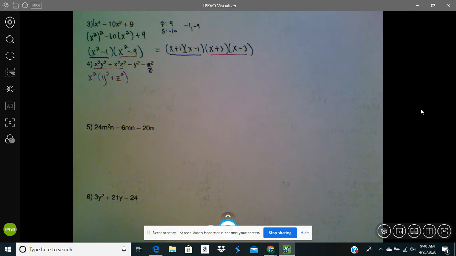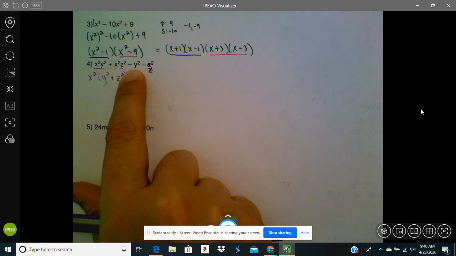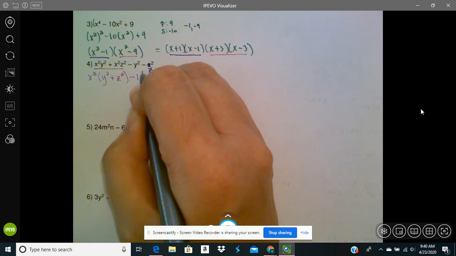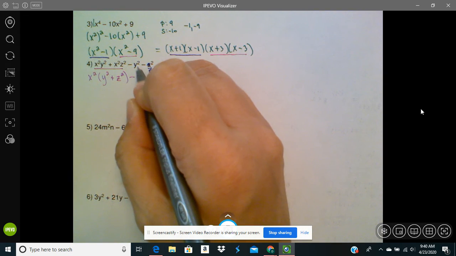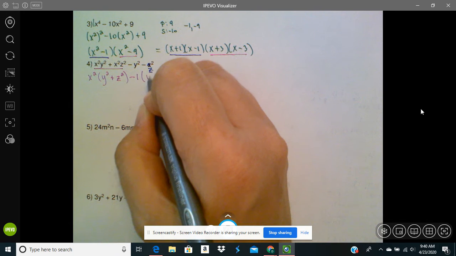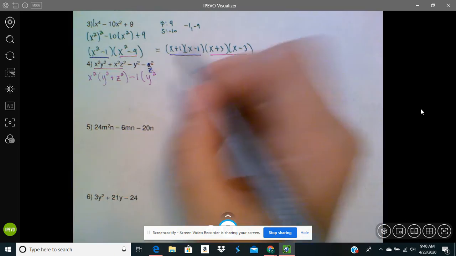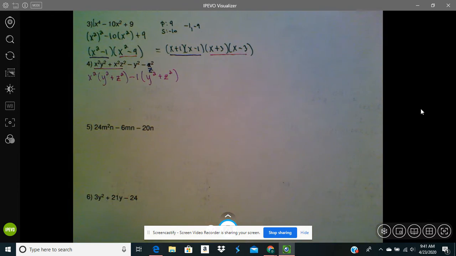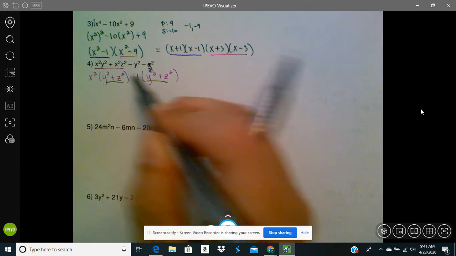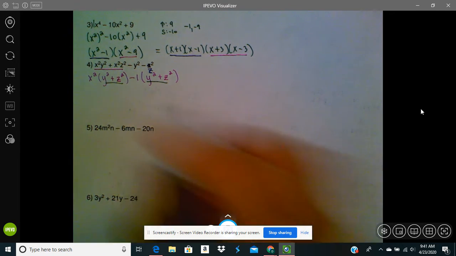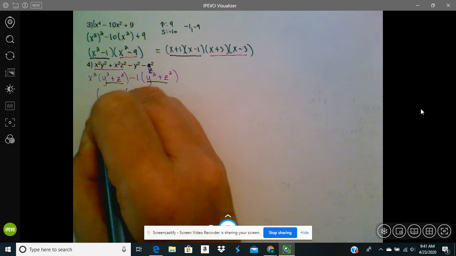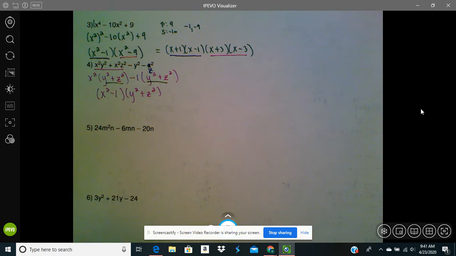Okay, what's the greatest common factor of negative y squared and negative z squared? Well, since it's negative, I'm actually going to put a negative 1 there. When I do that, negative y squared divided by negative 1 is positive y squared. Negative z squared divided by negative 1 is a positive z squared. And then look what happens. I've got y squared plus z squared in both of them, so I'm going to take that out. Y squared plus z squared. And then I'm left with x squared minus 1.